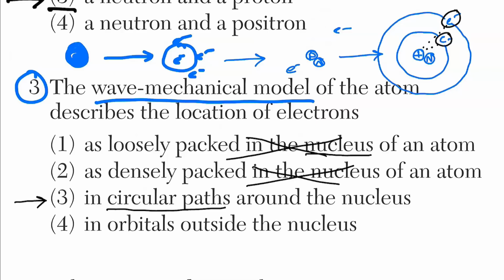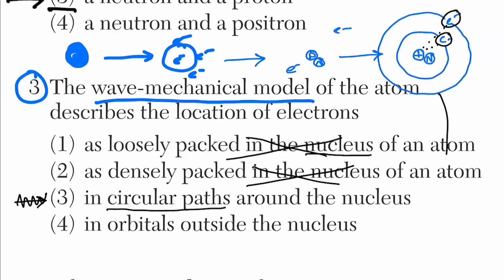He was wrong that the electrons didn't travel in circular orbits, but he was right that the electrons did have distinct energy levels based upon shells, based upon distance. So that's really a reason why a lot of people would pick 3, but it's not the correct answer.